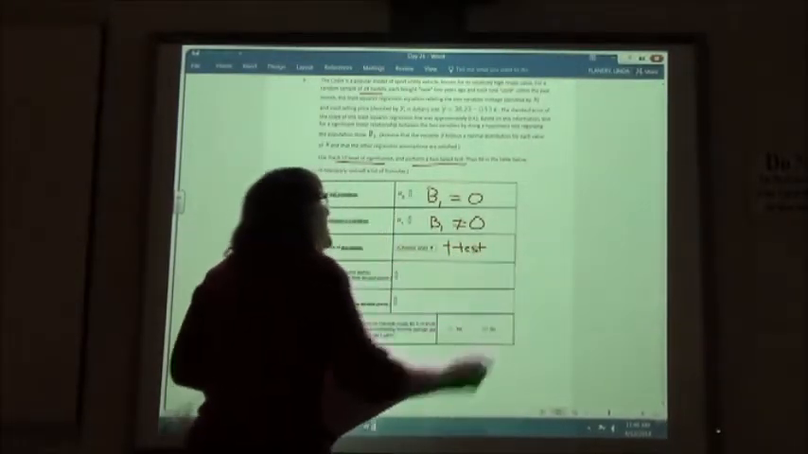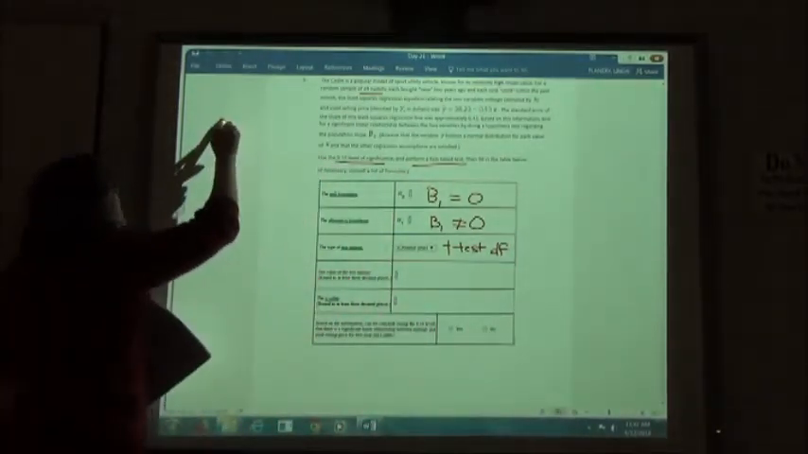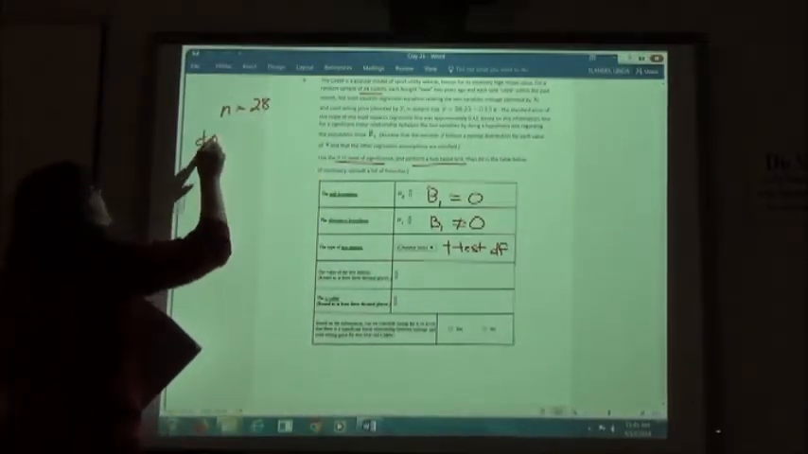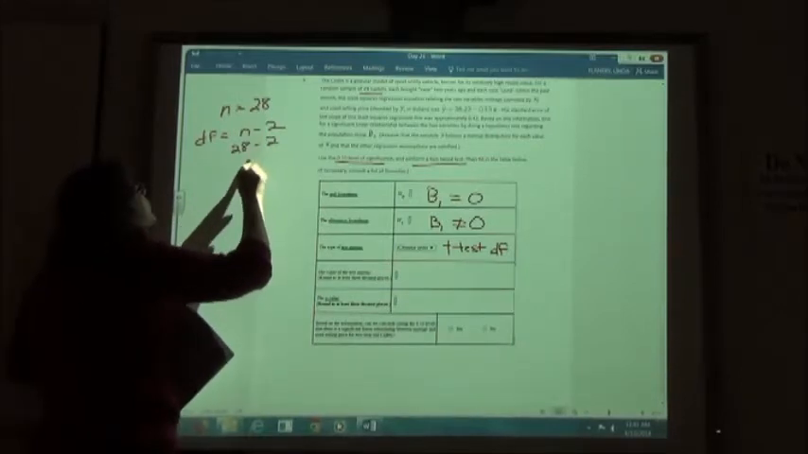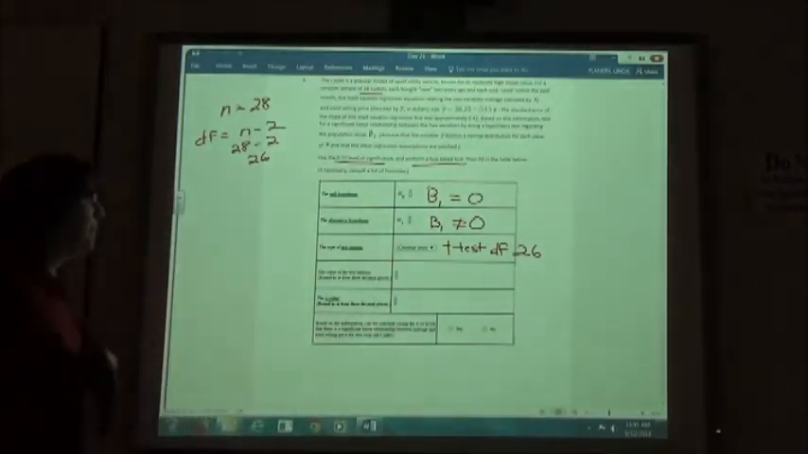And if we're going to do the t-test, we need to know the degrees of freedom. And so we say n, the number of cadets, was 28. The degrees of freedom then is n minus 2. 28 minus 2 is 26. So my degrees of freedom is 26.